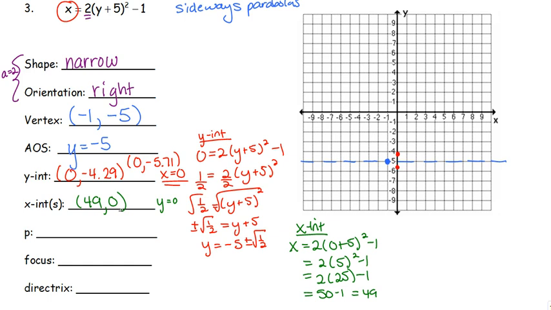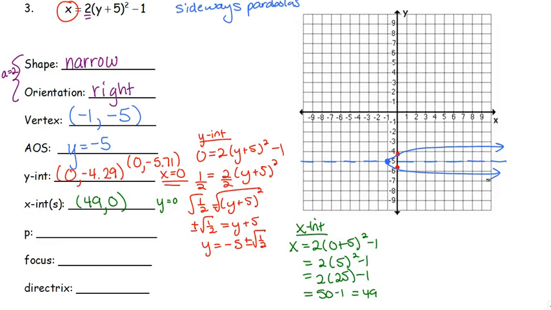That's not on our graph. We obviously don't have x going all the way to 49. So all we have to create this graph is that vertex and those two y-intercepts. So we're going to use those points to draw our graph.